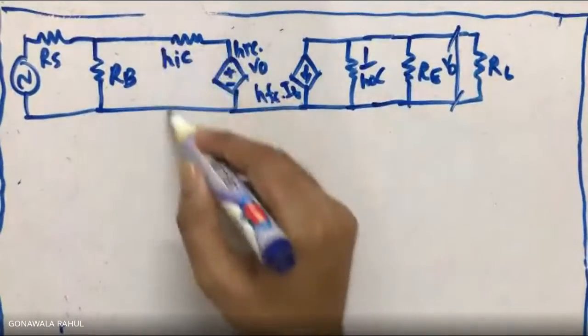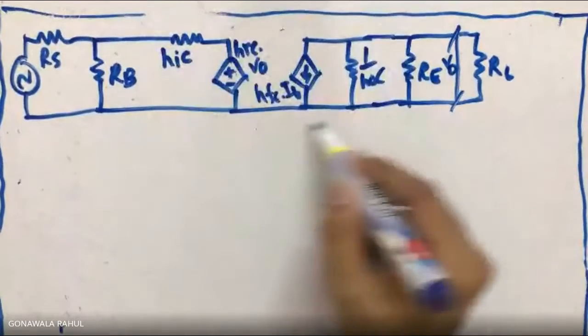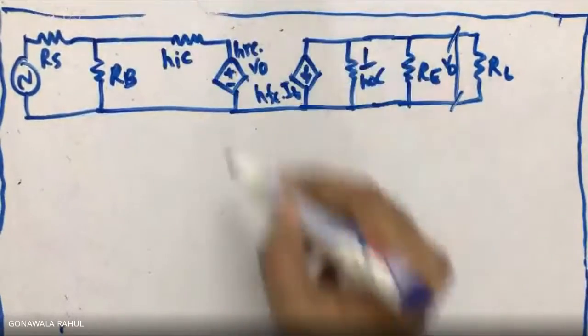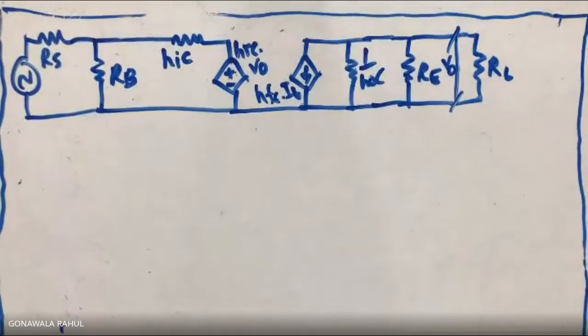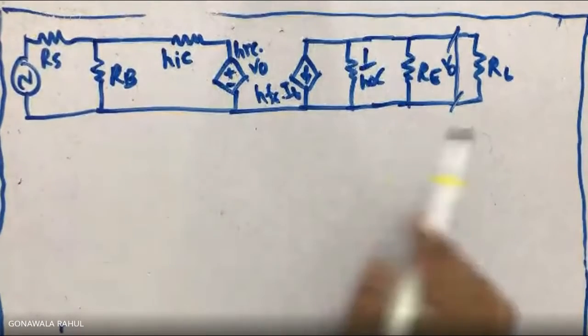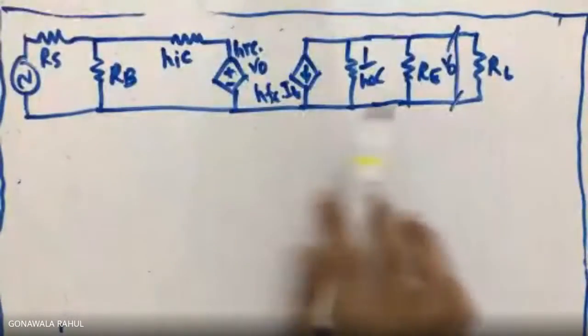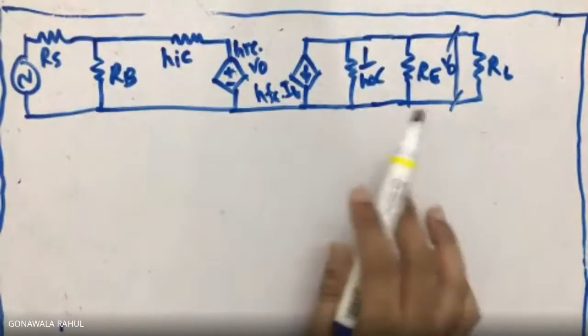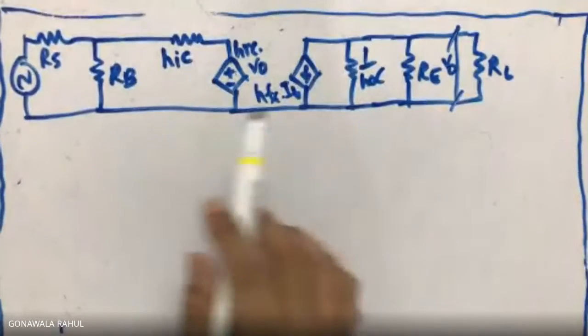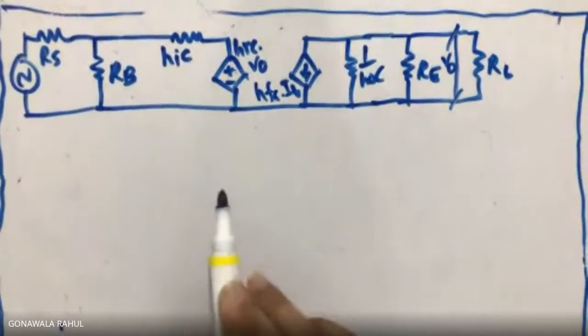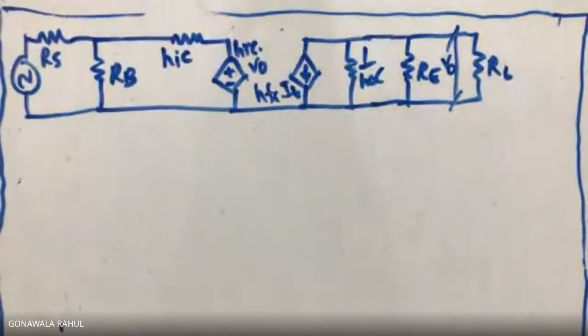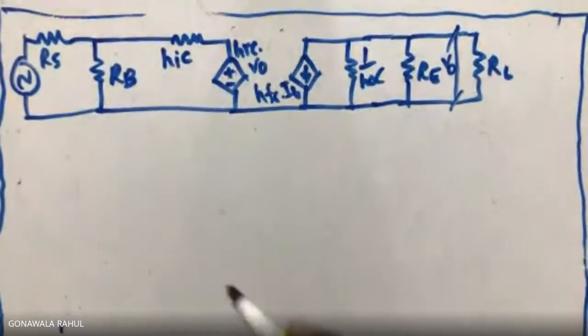So this circuit that I have drawn earlier is the replacement of the transistor. So this is our common collector amplifier H parameter equivalent circuit. Clear? We have replaced the transistor with its equivalent H parameter circuit. Clear? Okay, now see, important things I am going to mention now.